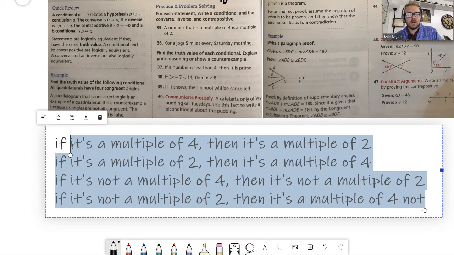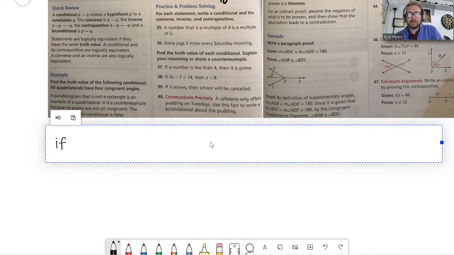All right, let me just select all of this. So I'll keep the if. Okay, there we go. So if Kona jogs 5 miles. Write the statement, conditional, converse, and contrapositive. Okay, so this one's kind of annoying. It says Kona jogs 5 miles every Saturday morning.